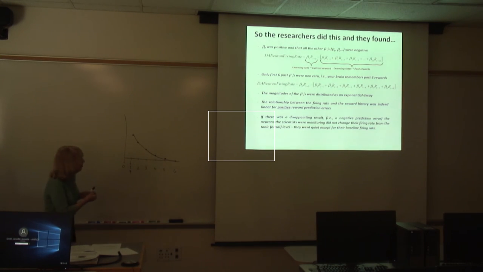If there was a disappointing result, i.e. the negative prediction error, neurons the scientists were monitoring did not change their firing rate from the basal level. They went quiet, except for the baseline firing. So disappointing results, bad news. If you're expecting something and you don't get it, that's worse than expecting nothing at all. And so the expectations that we set up in people have a great impact on how they view us.